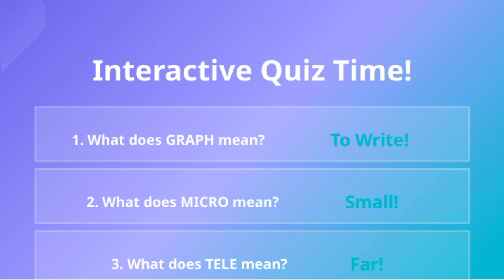Next, what does micro mean? Micro means small. So anything with micro in it refers to something tiny or very small in size. And then, what about graph? Graph means to write or draw. It's the part of words related to writing, drawing, or representing data visually.